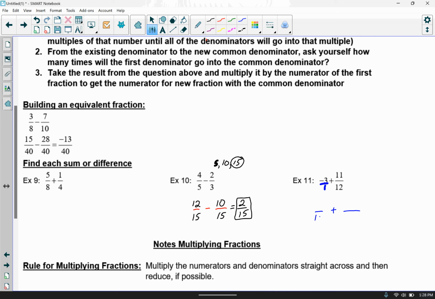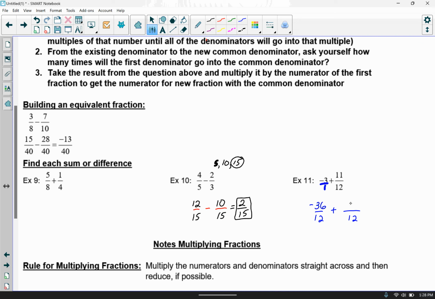So that is going to be my common denominator. It's going to be 12, okay? So now 1 goes into 12 12 times. 12 times -3, -36. The next one, 12 goes into 12 one time.